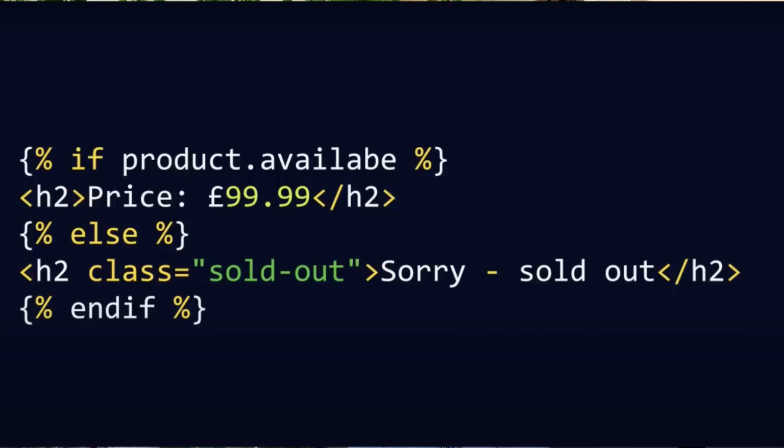Like in this example, you have an if statement, product.available, and you have an h2 tag which displays the price of the product, and you have an else statement, and else you can display that h2 which is assigned to a class sold-out, and you end the if statement. And as you see here, anything that is assigned to logic, you have to find it in curly braces and the percentage sign.